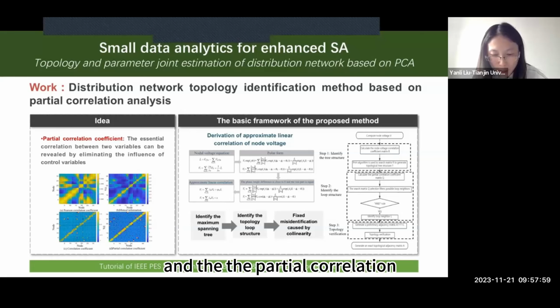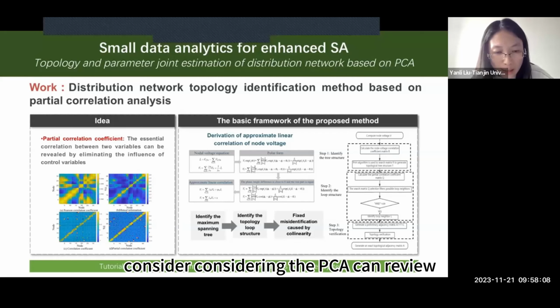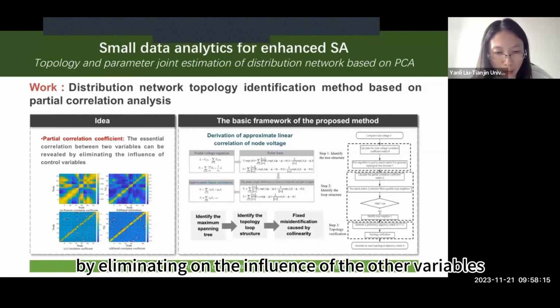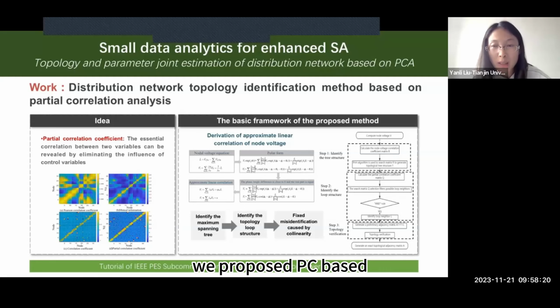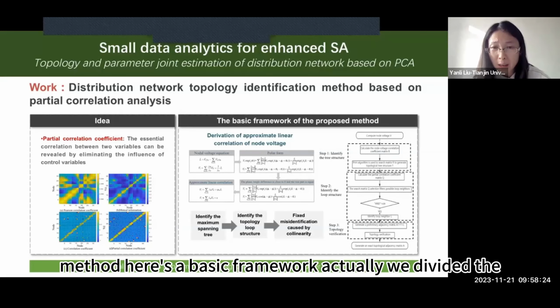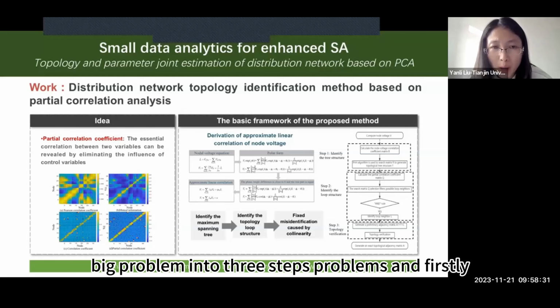The partial correlation coefficient between neighboring nodes is close to 1, and between non-neighboring nodes is close to 0. So considering the PCA can reveal the intrinsic correlation of two variables by eliminating the influence of the other variables, we propose the PCA-based topology identification method. Here's the basic framework. We divide the big problem into 3 steps.